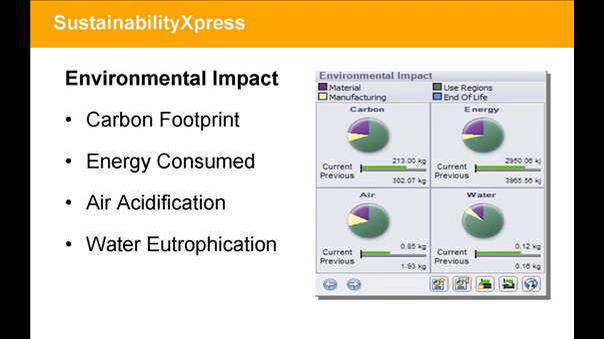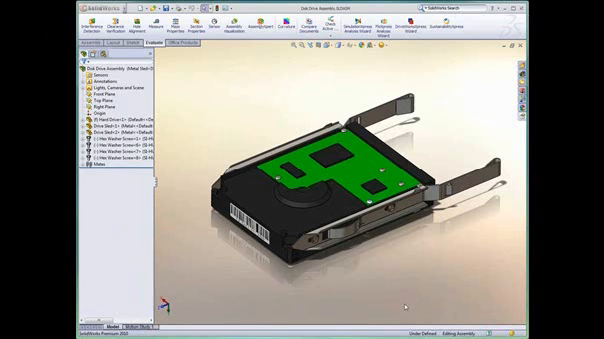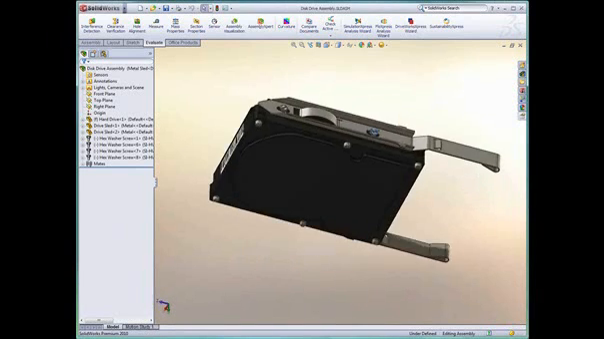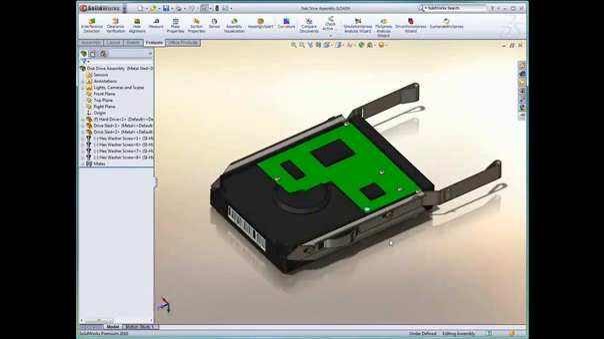SolidWorks Sustainability measures the environmental impact over the life cycle of the product in terms of 4 factors: carbon footprint, air pollution, water pollution, and total energy consumed. A dashboard displays the current value, a baseline comparison to your original design, and percent contributions. Because it is done in real time, you will be able to easily understand the environmental impact of your design choices and effortlessly make sustainability a standard part of your design process. Our license in SolidWorks 2010 includes SustainabilityXpress.